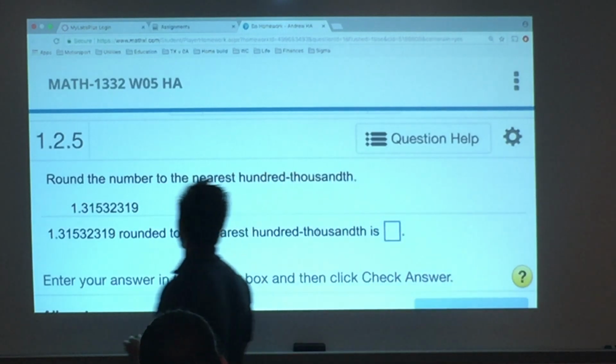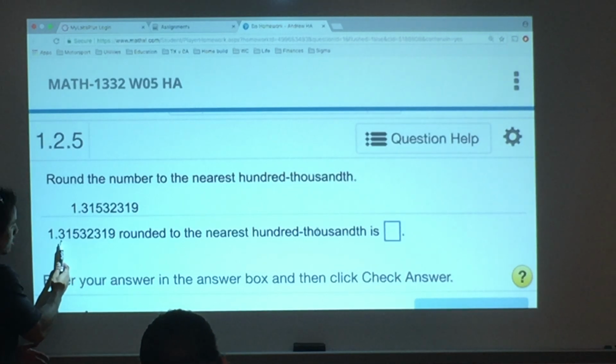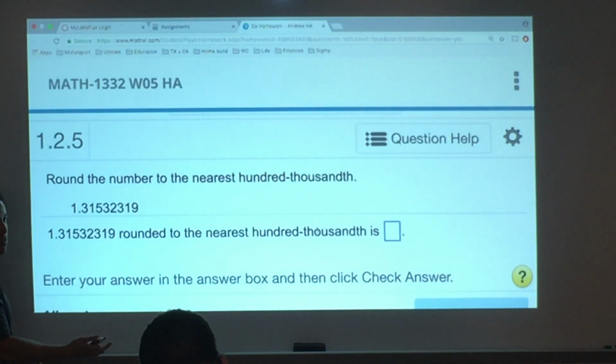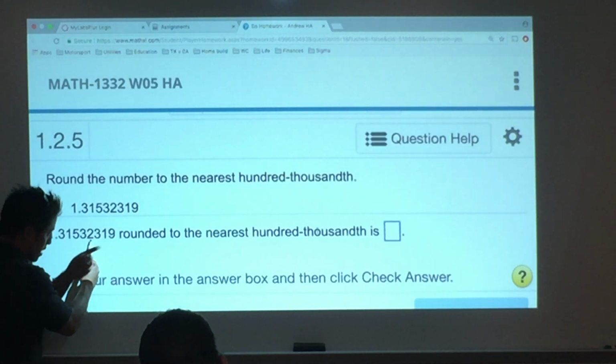So it gives us round the number to the nearest 100,000. So let's do a quick review on decimal places again. Here we go. Is this the ones place? No, it's not. There is no ones place when you're rounding decimals. It starts at the tenths place. Tenths, then the nomenclature stays the same: tenths, hundredths, thousandths, 10,000ths, 100,000ths. That's what we're looking for.